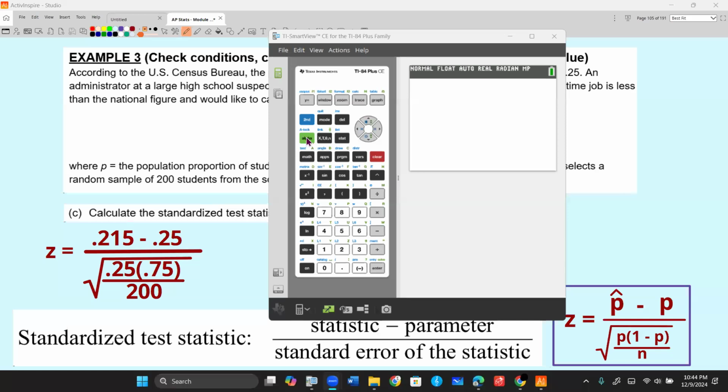I'm going to use the fraction menu here. If you have a TI-84, you can do alpha y equals. You can pull up a fraction, so 0.215 minus 0.25. And then on the denominator, you can do second square root, alpha y equals. And we can do everything under the square root inside there. So 0.25 parentheses 0.75. You could do 1 minus 0.25. And then on the denominator, it'll be 200. And that'll get you a z-score, a test statistic of negative 1.143.